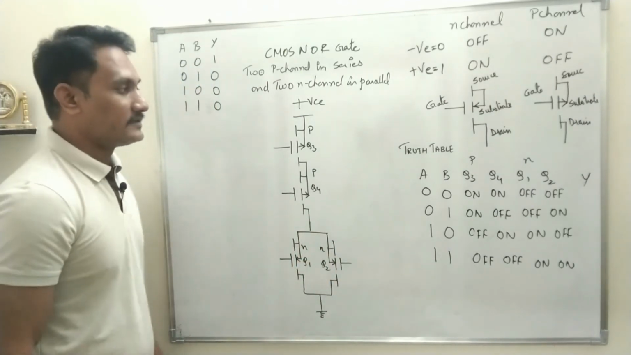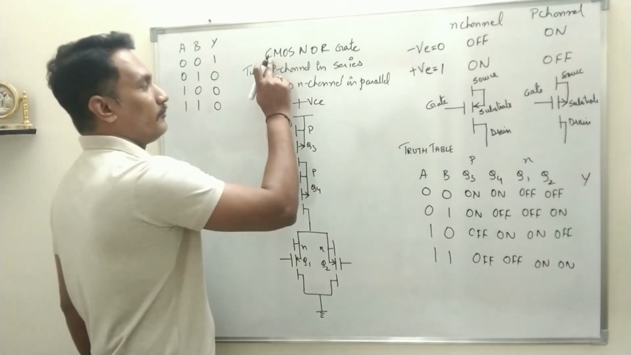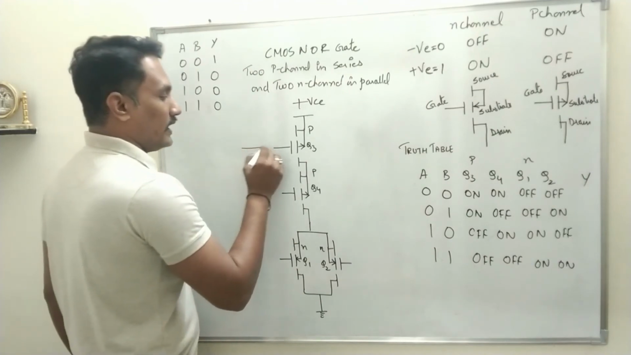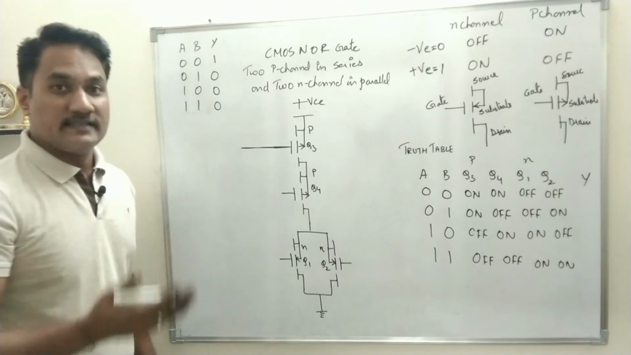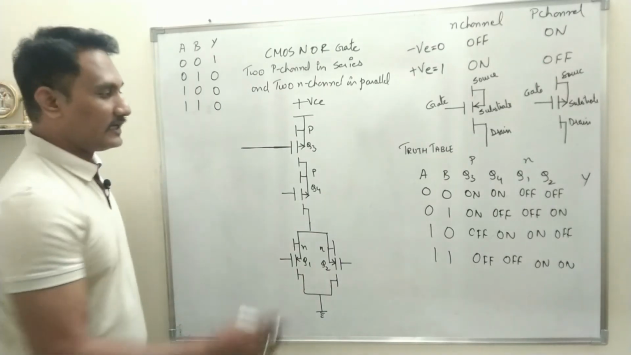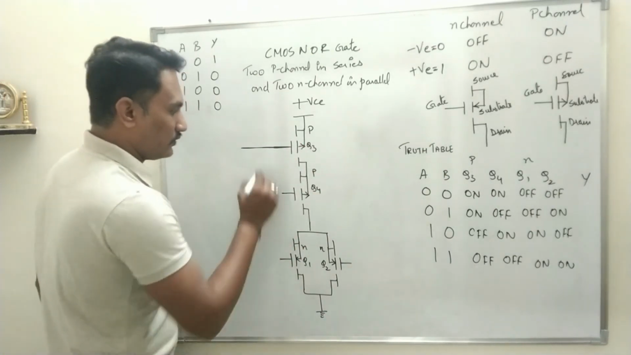And again, as the name indicates, complementary, we have to connect 1 P channel and 1 N channel. As in the case of the CMOS NAND gate, I will connect Q3 and Q1 together.